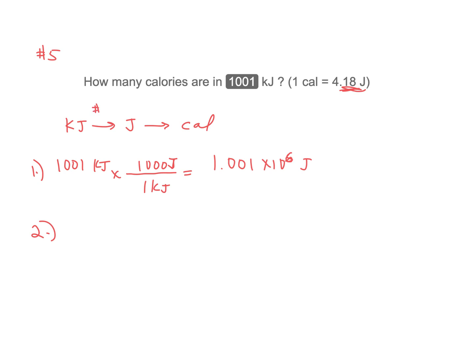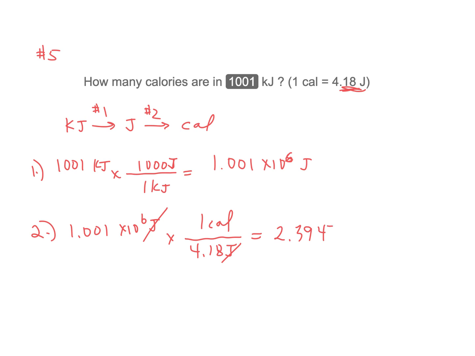So that's step 1. Step 2 is using that conversion factor. Okay, 1.001 times 10 to the 6 joules. And I know for every 4.18 joules, I have 1 calorie. So joules cancel out when I divide by 4.18, and I get approximately 2.3947 times 10 to the 5th calories.